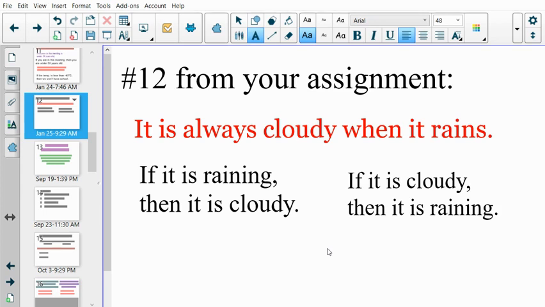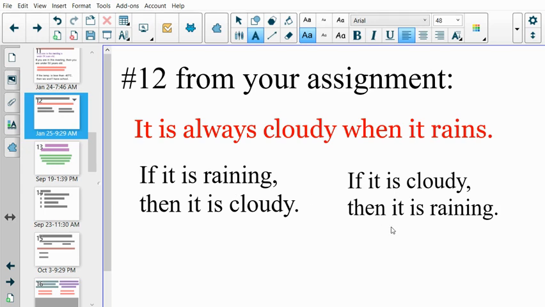And if you've ever witnessed that, it's a strange thing, but it does happen sometimes. I think this is a false statement because when I say it is always cloudy when it rains, I can remember a time when I was outside playing baseball. It was a beautiful sunny day, and all of a sudden, rain started coming down. Now, there may have been clouds off to the side. I'm not saying there was not a cloud in the sky, but it was not a cloudy day, and still it was raining, okay?